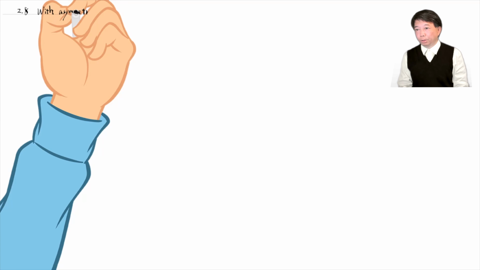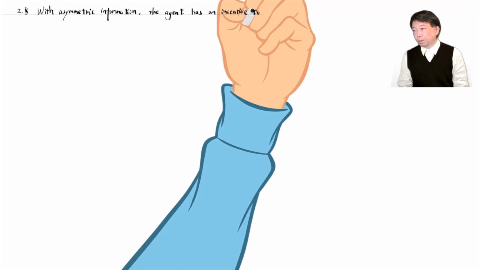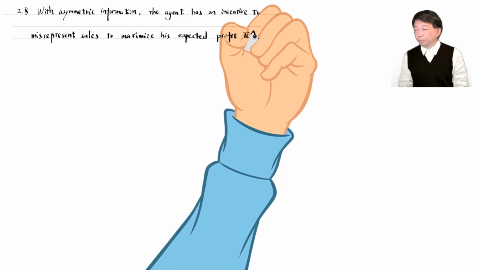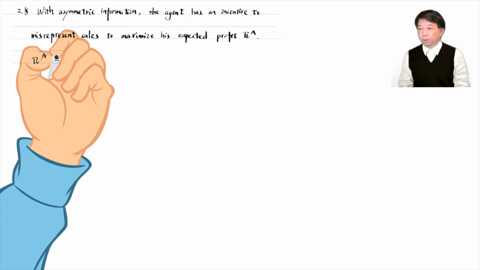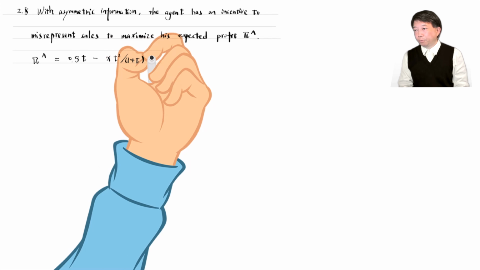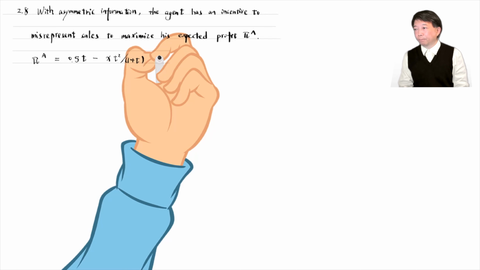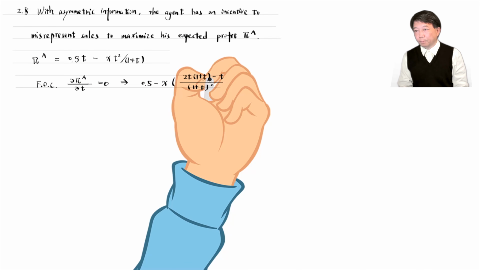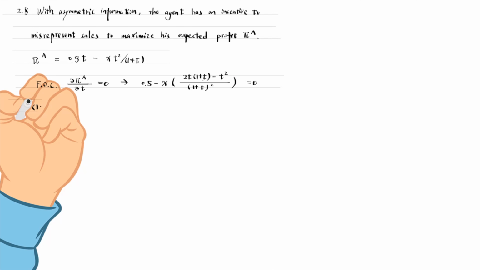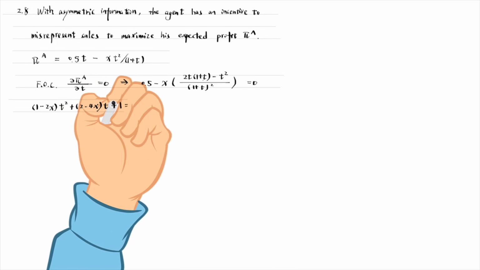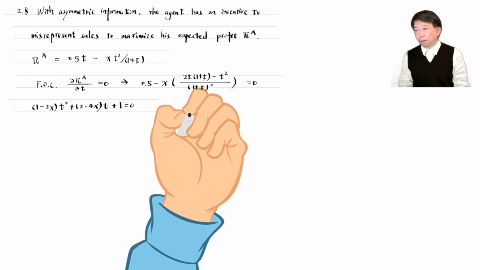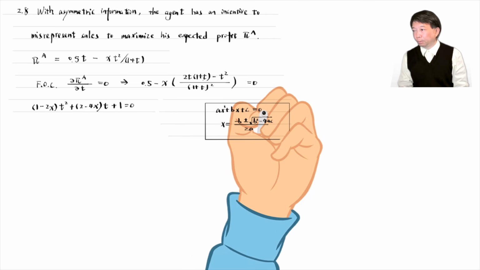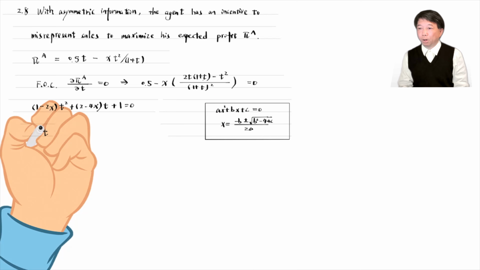With asymmetric information, the agent has an incentive to misrepresent sales to maximize his expected profit. His expected profit equals the expected earnings from the fraudulent profit minus the expected fine. The first order condition for maximum leads to the solution. The quadratic equation has two possible solutions, and only the positive one is the solution for the agent's optimal fraudulent profit.